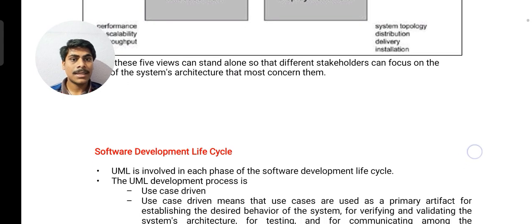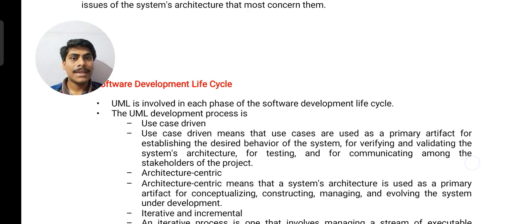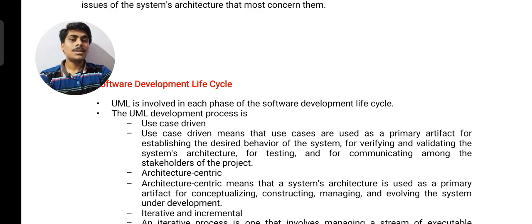Software development life cycle: the Unified Modeling Language is involved in each phase of the software development life cycle. The UML development process is use case driven. Use case driven means the use cases are used as a primary artifact for establishing the desired behavior of the system, for verifying and validating the system's architecture, for testing, and for communicating among the stakeholders of the project. A stakeholder is a person involved in the development of the project.